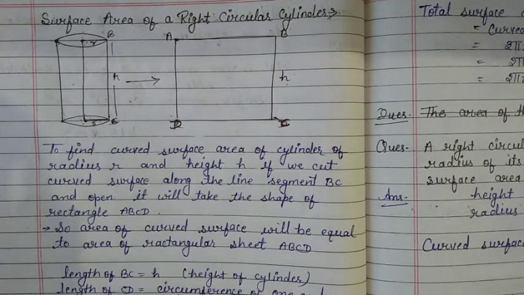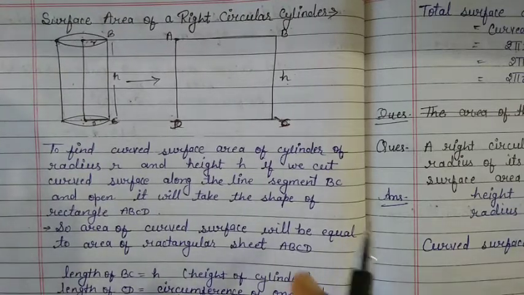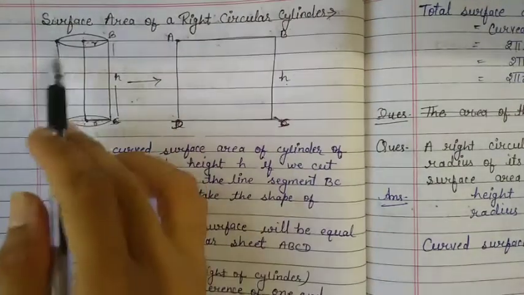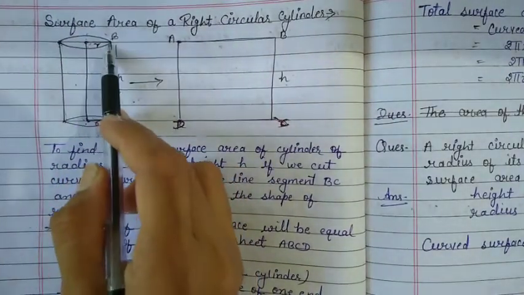Hello students, in today's class we will derive the surface area of a right circular cylinder and the surface area of a cone. Firstly, the surface area of a right circular cylinder. Students, this is a cylinder whose height is h and radius is r.